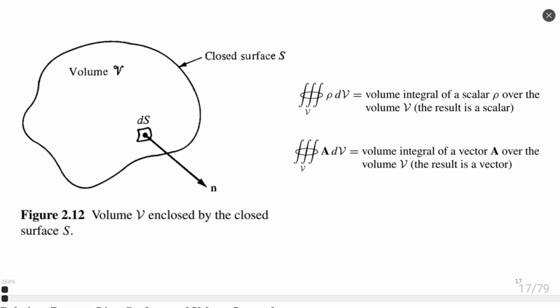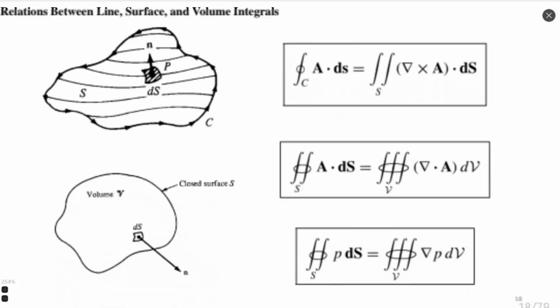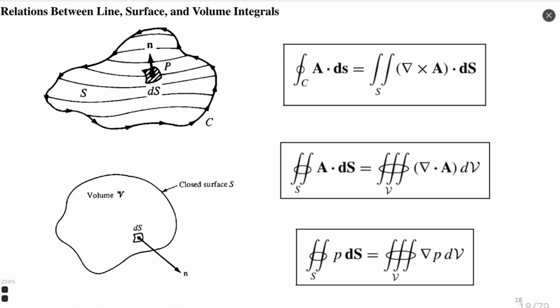Volume integrals, as you also know, are important in aerodynamics. For example, the first one is the volume integral of scalar rho that gives us mass. When we are integrating density over the volume, we receive mass, right? And it can also give a vector when we are integrating a vector quantity over the volume. Relations between line, surface, and volume integrals are also important in transformation between aerodynamic quantities.